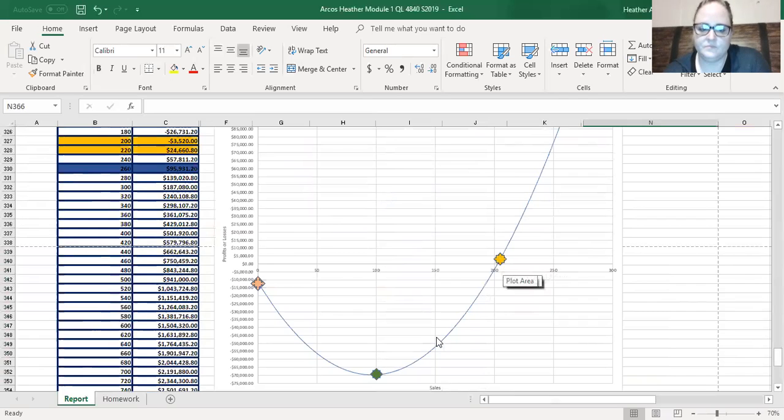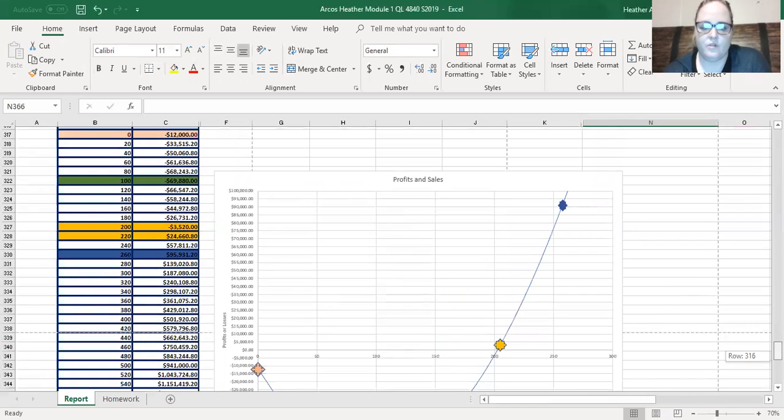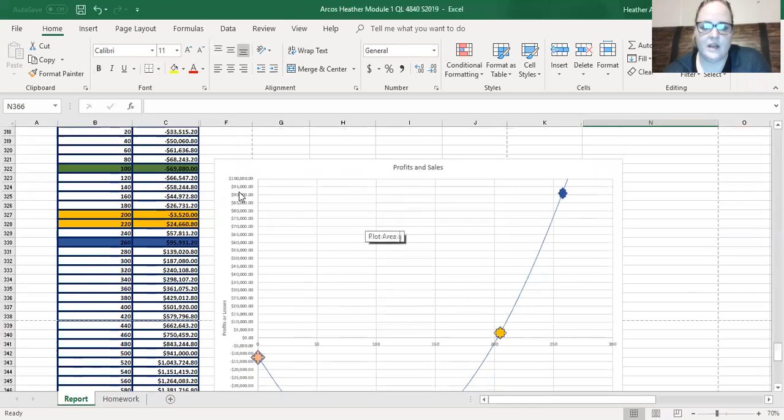Right here, this is the initial investment. This is after they've made more, but they still have lost money. This is the break-even point. And then up here, for them to reach, was it about 90,000? They had to sell a little over 250, I believe.